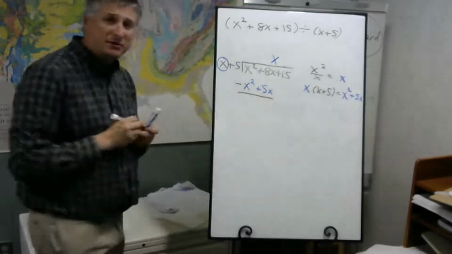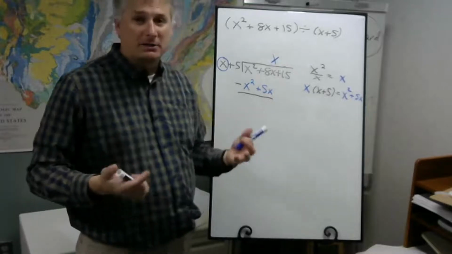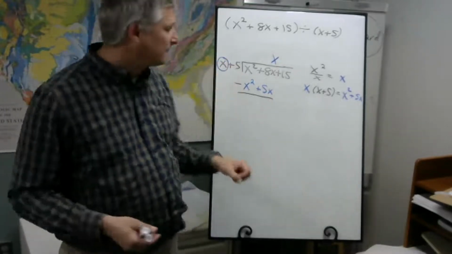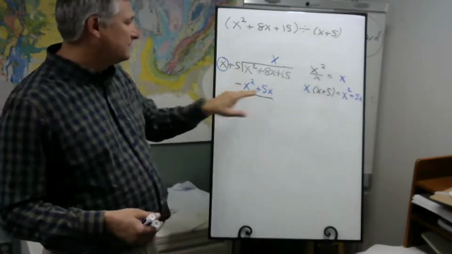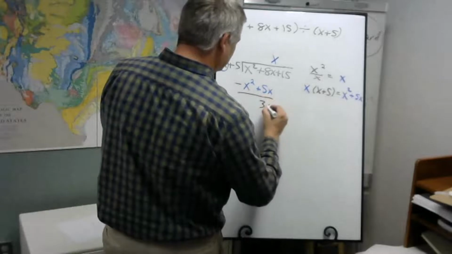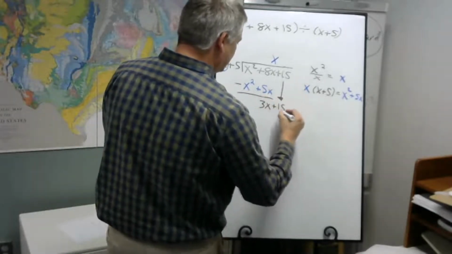We subtract. Now, when we subtract, we do it term by term. So x squared minus x squared, that's going to be 0. 8x minus 5x, that's 3x. And we bring down the next available term.